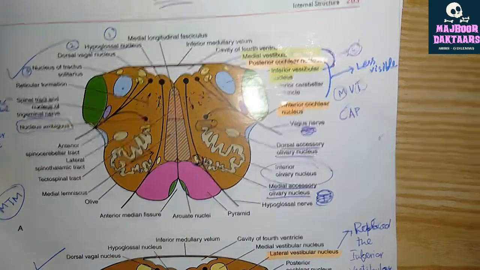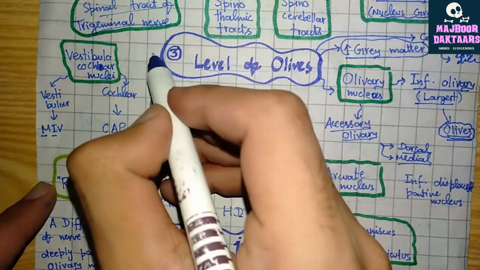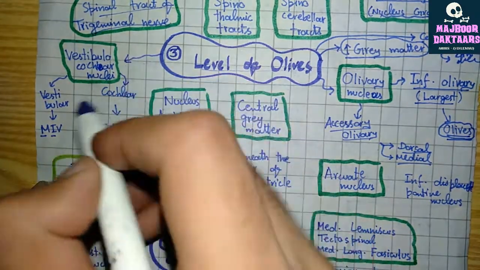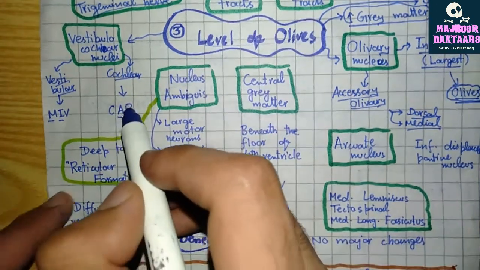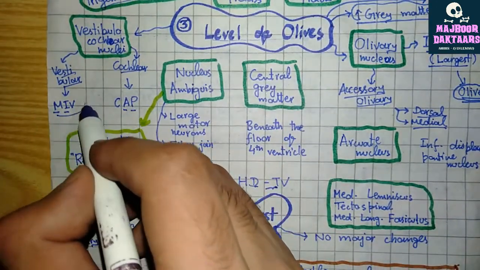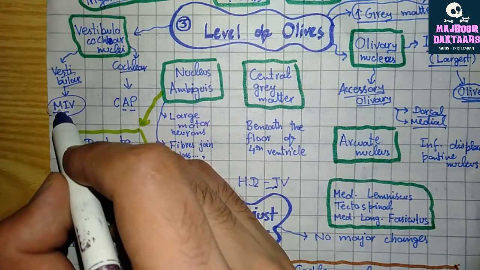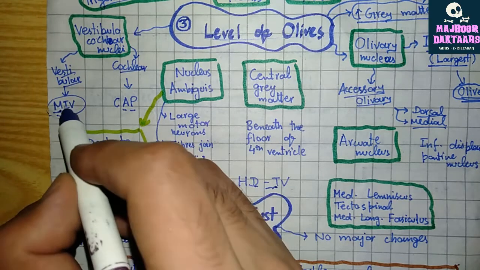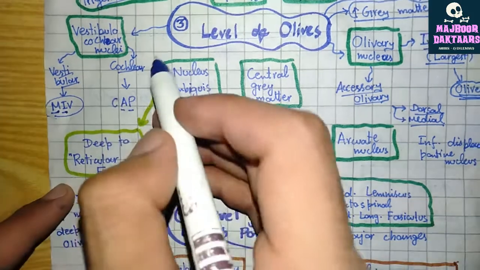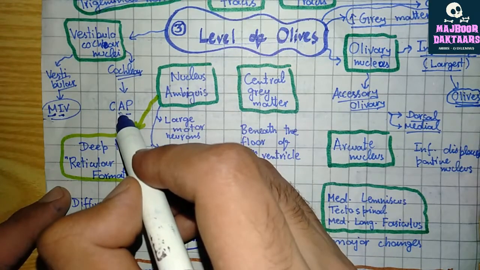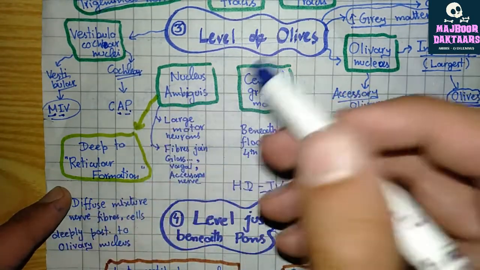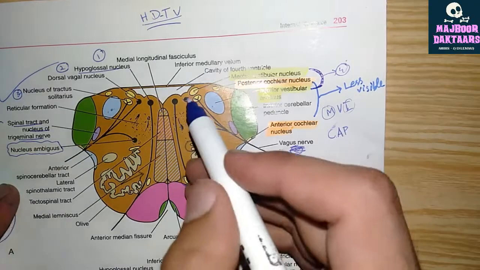accessory medial olivary nucleus. Other nuclei include the vestibulocochlear nucleus, which consists of the vestibular nucleus and the cochlear nucleus. The mnemonic for the vestibular is MIV, that is the medial vestibular and the inferior vestibular. The mnemonic for cochlear is CAP, that is anterior cochlear and posterior cochlear.